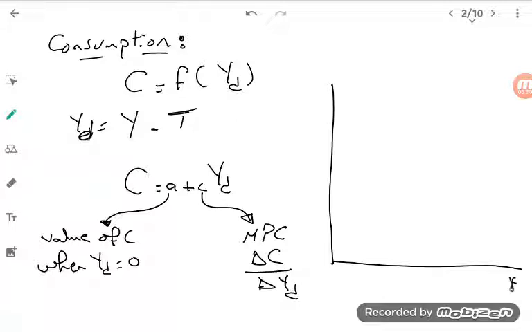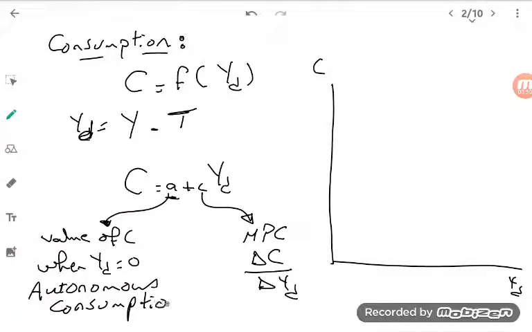This is disposable income, and here is consumption. As we said, we are not going to start from the origin due to autonomous consumption. Autonomous means it doesn't depend on income. So this is an amount of units consumed that doesn't depend on income. So this is point A, for example, and then this is the consumption function. This is the autonomous consumption. The slope is the marginal propensity to consume.